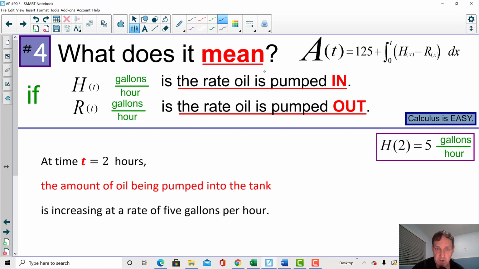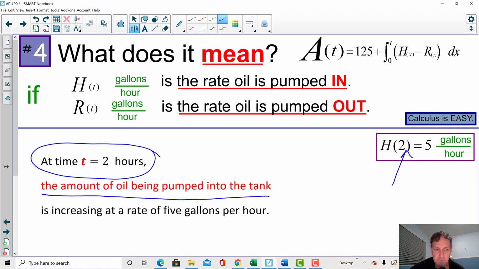Now, h is just the rate that the oil is pumped in to the tank. So it does not include the fact that oil is also being pumped out. So this will not tell us how the amount is changing. All this tells us is how the amount being pumped in is changing. So all we can say is that at this time, when t is equal to 2 hours, the amount of oil that's being pumped into the tank is increasing at this rate. We're not saying that the amount of oil in the tank is increasing, just the amount being pumped in. So you must say this, being pumped in. This is the important part here.